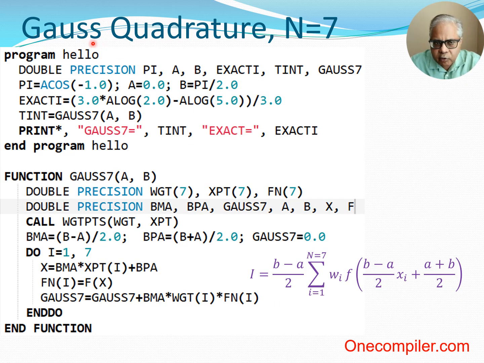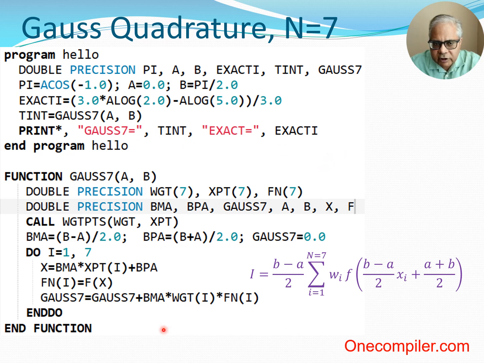So this is the main program. I have the main program here. Again, I have defined all the variables as double precision. And remember, you also have to define all the things which are coming out of the function. So that's something which is important. For example, if the function is named Gauss7, you can define that as double precision also. And again, I calculate the exact value and I print out Gauss7.